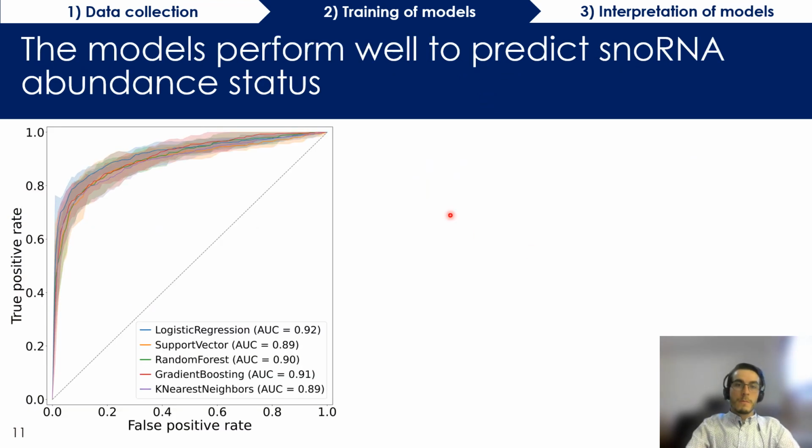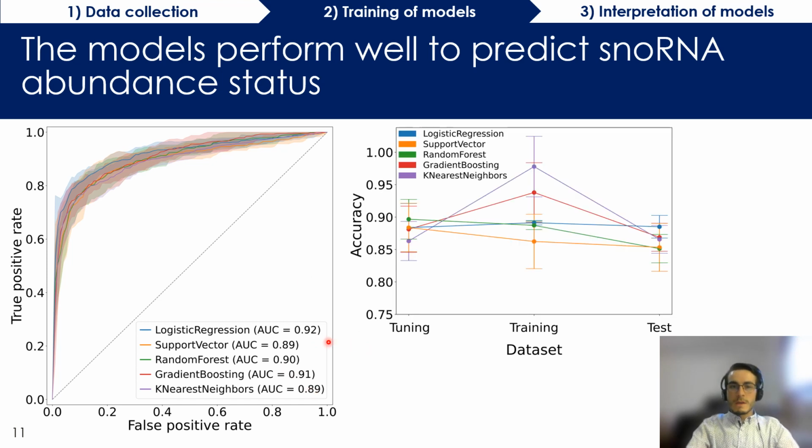So here I show you the performance of the models. As you can see on this ROC curve, all of the models across the iterations are highly performant. They have an area under the curve that is around 0.90, which is really great.